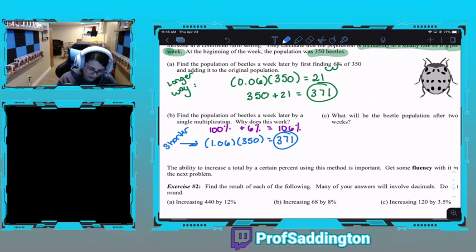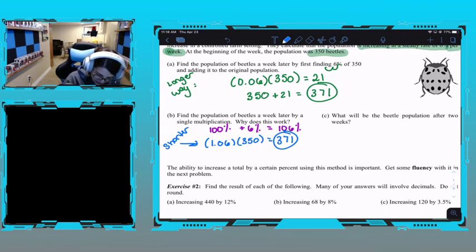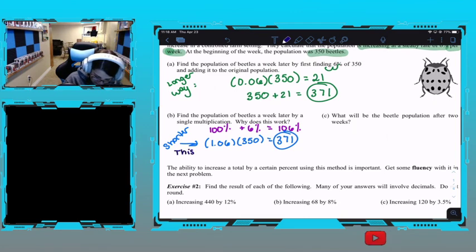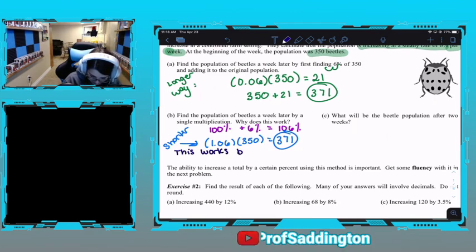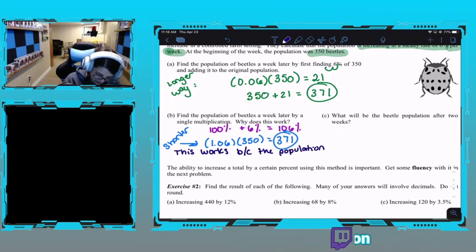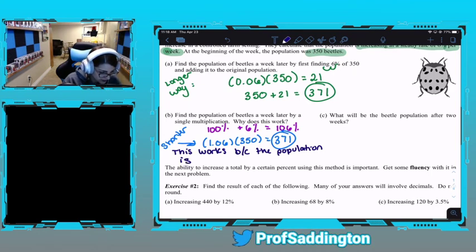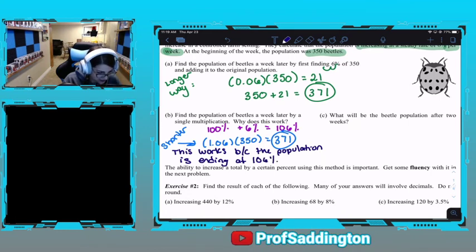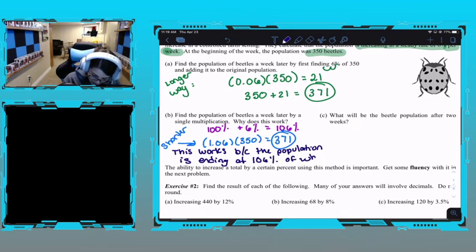All right, so why does this work is the other part of the question. So this works because, I'm just going to abbreviate that, the population is ending at 106% of what we started. So either way you look at it, it's 106%.